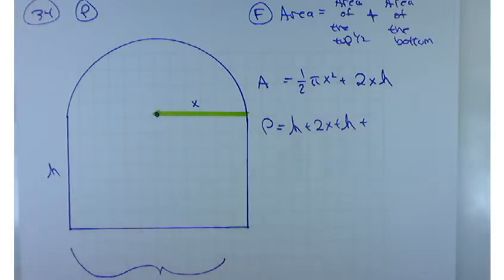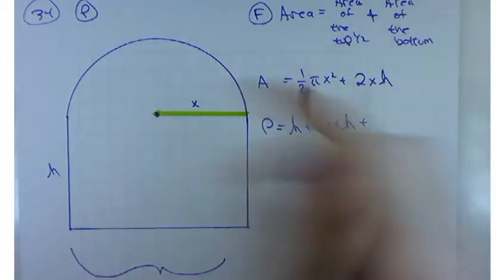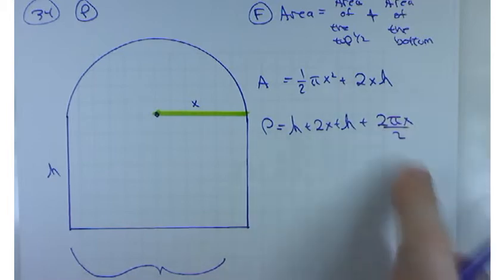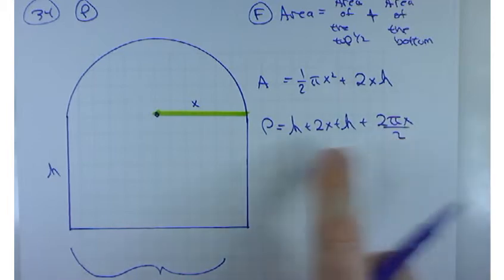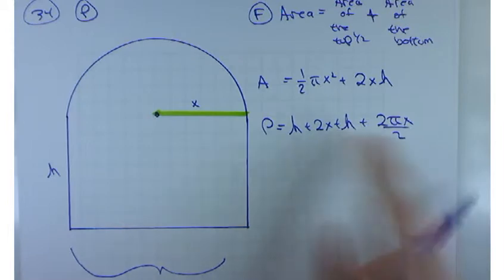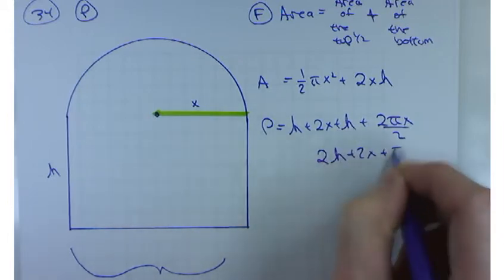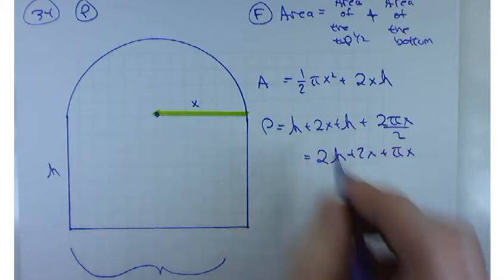Pi r squared is the area? 2 pi r. There. Yeah, there you go. So 2 pi r divided by 2, or in our case, 2 pi x divided by 2. And this is going to clean up a lot. I've got h plus h. That's going to be 2h plus 2x plus pi x.